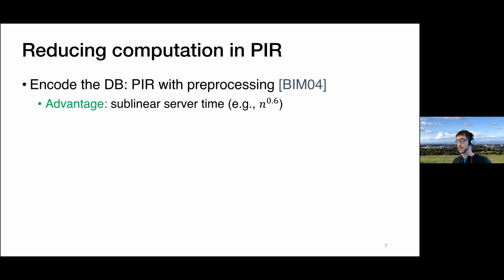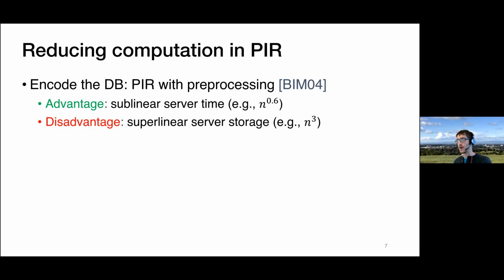For instance, for some setting of the parameters, you can even have the response time be n to the 0.6, where n is the database size. However, this approach comes with a cost in that the size of this codeword that the server needs to store is significantly larger than the original database size. So you get this blow up in the storage requirements of the server. And again, plugging in some parameter setting for this n to the 0.6 query time, the blow up would be cubic. And this is impractical for large databases.